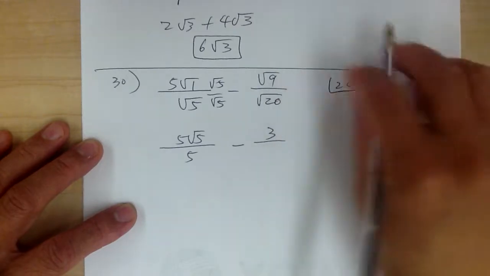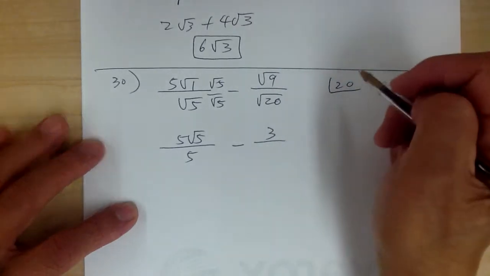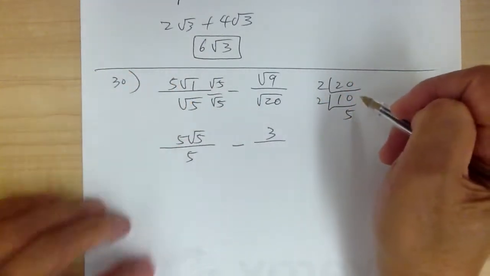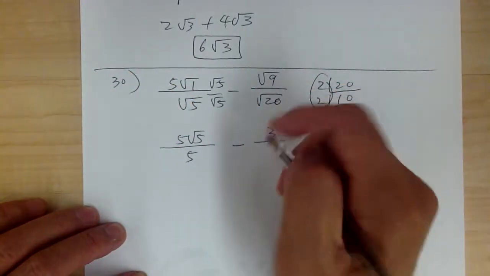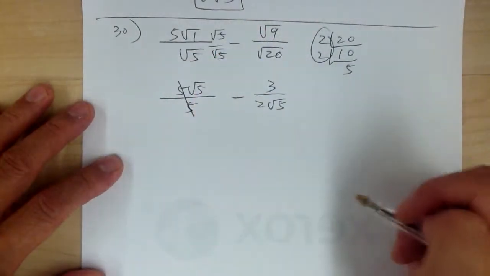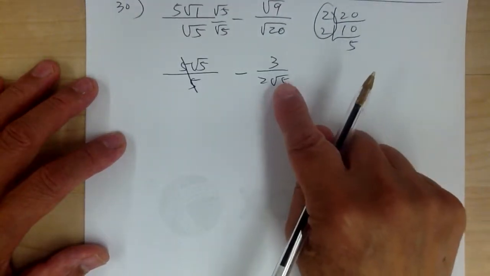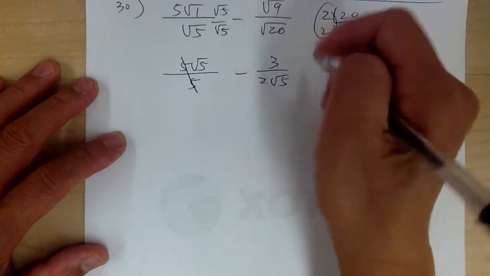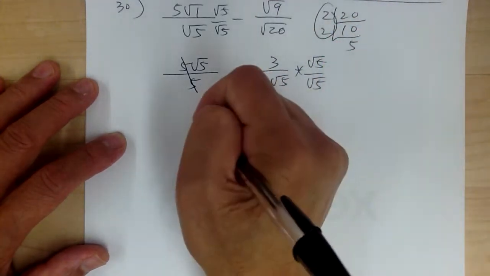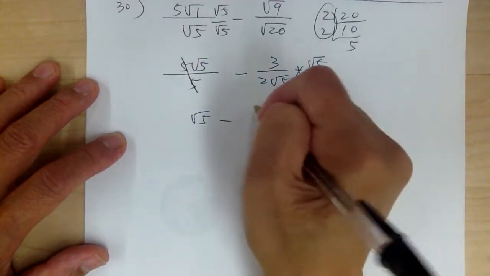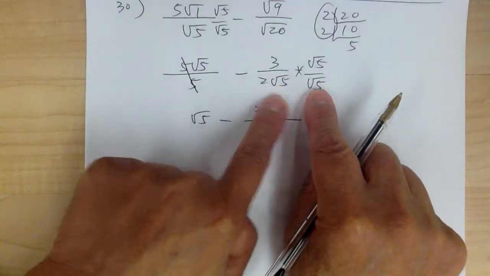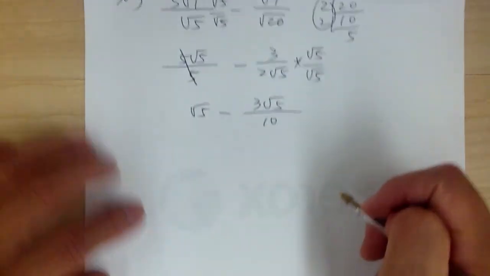So when you want to simplify, go off to the side to do the extra steps. So simplify this, divide by 2, I get 10, divide by 2, I get 5. So this would be 2 square root of 5. Okay, so this cancels out. Now again, not allowed to have a square root on the bottom, so multiply by square root of 5 over square root of 5. So I get square root of 5 minus 3 square root of 5 over, now this will give me a 5 times 2, which is 10.